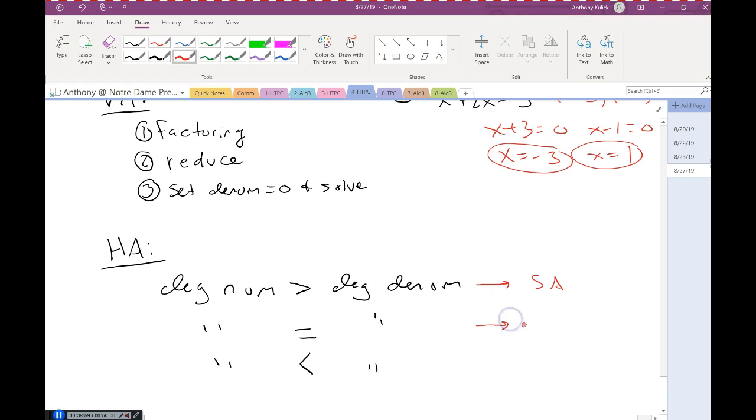When they're equal, you get a horizontal asymptote or end behavior, but for right now, we're just going to call that an asymptote. That you can find by looking at the leading coefficient of the numerator over the leading coefficient of the denominator. And in the last situation, you get an asymptote or end behavior at y equals 0.